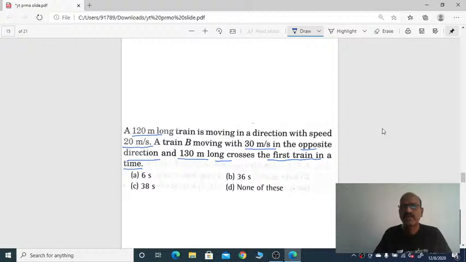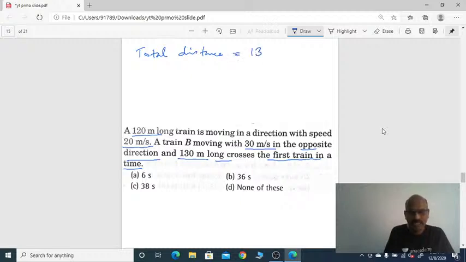A 120 meter long train A is moving in a direction with the speed 20 meter per second. A train B, 130 meter long, is moving with the speed 30 meter per second in the opposite direction. What is the total distance then? Total distance is 130 plus 120, train A and B, so 250 meter. This is the total distance.